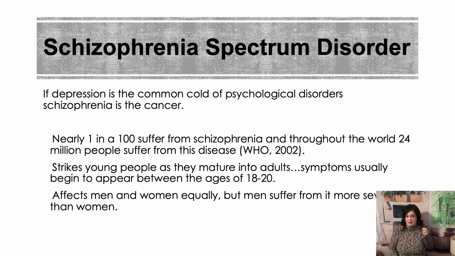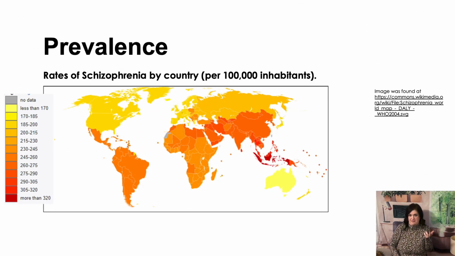It strikes young people as they mature into adults, and symptoms usually start appearing around the age of 18 to 20. It does actually affect men and women equally, but men tend to suffer from it more severely than women. And we'll talk about that when we talk about the different kinds, okay?